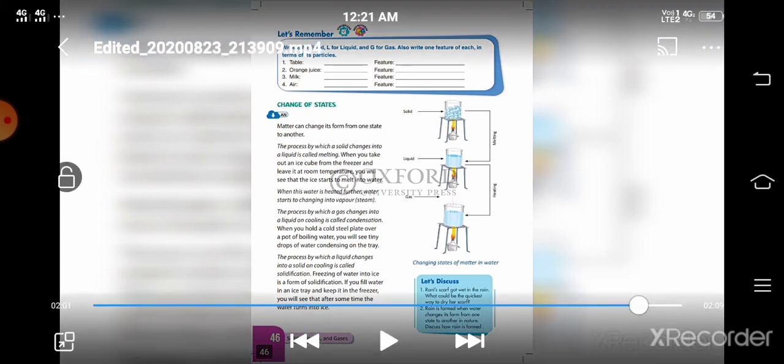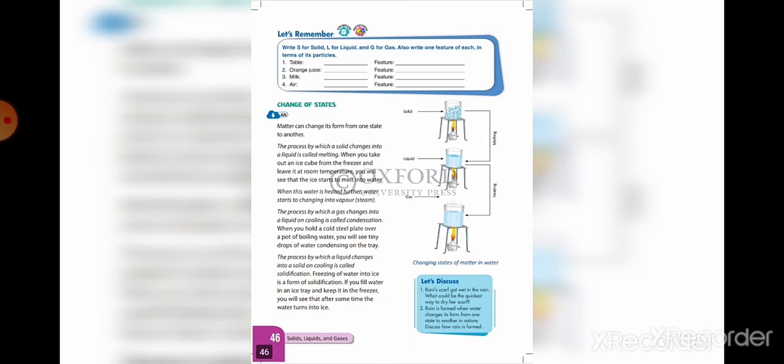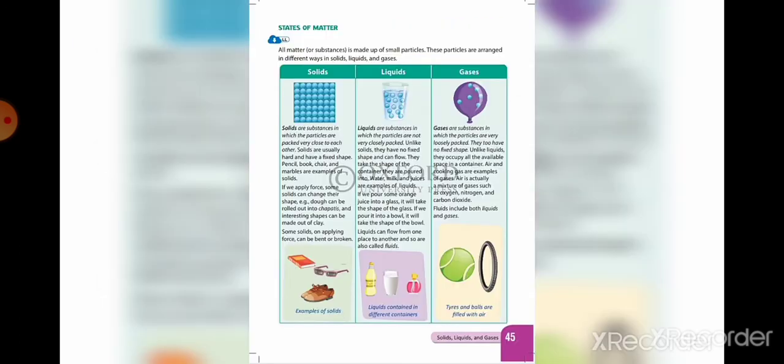So here, when the ice cube is taken out from the freezer and kept at room temperature, it starts melting and takes another form. When this water is heated further, water starts to change into vapor, that is steam. The process by which a gas changes into a liquid on cooling is called condensation. So, what is condensation? The process by which a gas changes into a liquid on cooling.